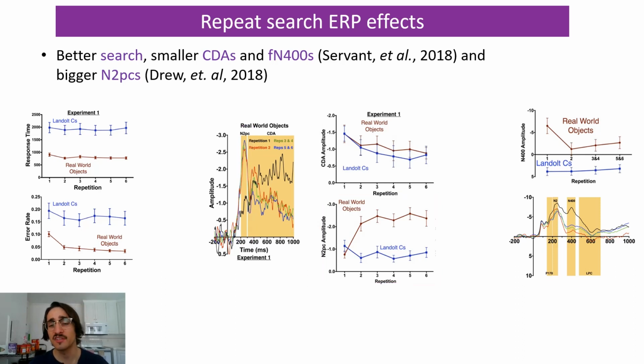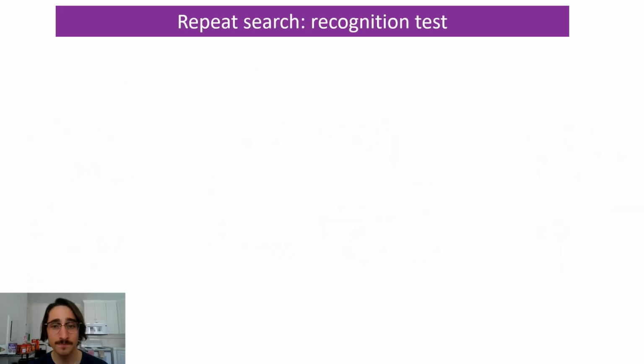So all of these results together suggest that the target template is leaving visual working memory and it's going into some form of automatic long-term memory. But no repeat search investigation to this point has tested how well participants are actually remembering their search targets. So that was our goal.